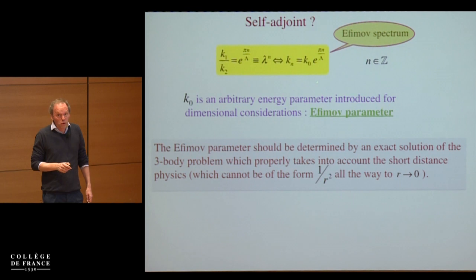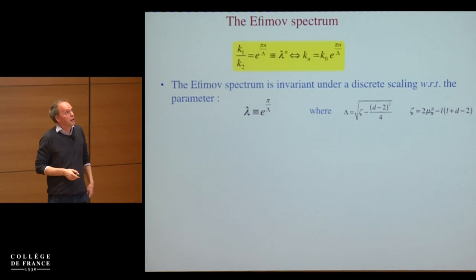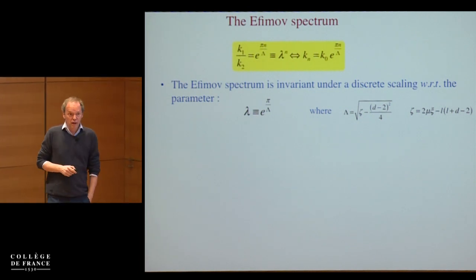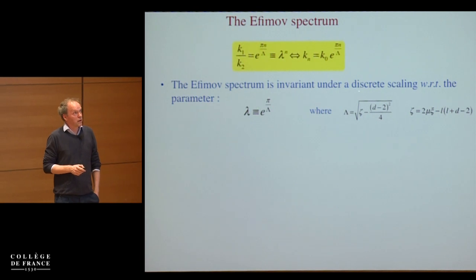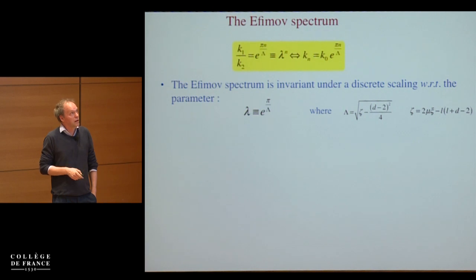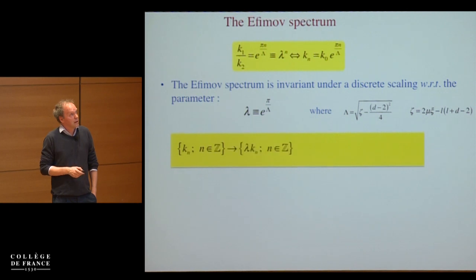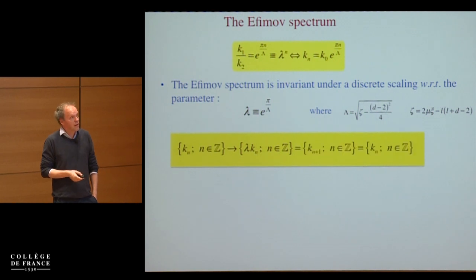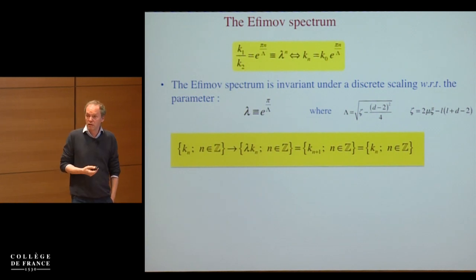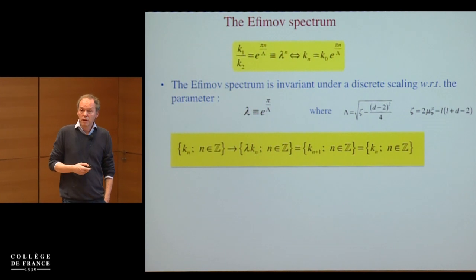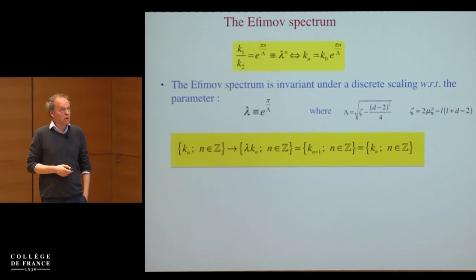So this spectrum is discrete. This is a geometrical series. And this Efimov spectrum has the following characteristic. First of all, it is invariant under a discrete scaling, a discrete rescaling with this fixed parameter. What is the meaning of this? It means that if I take those values here, and I multiply by this specific parameter here, not any parameter, then I generate, in fact, K(n+1), which is the same. So this spectrum is discrete scale invariant. So I broke the continuous scale invariance into a discrete one.